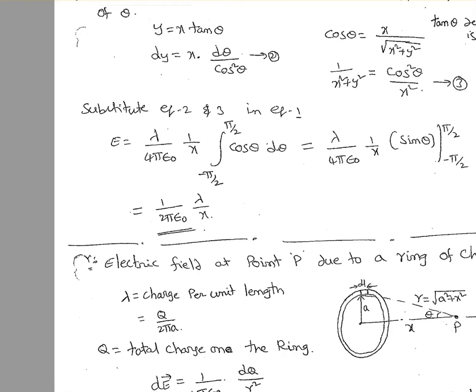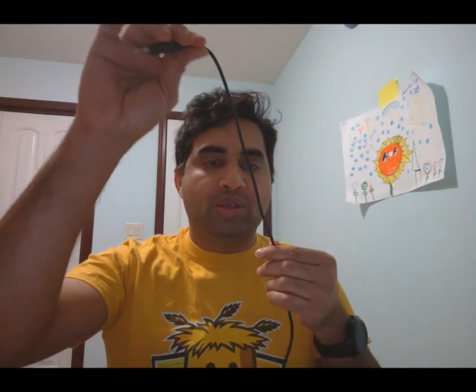compared to x. In this video, I'm going to find the electric field at point P due to a ring of charge. What I'm doing is converting that long conductor into a ring, a loop of wire. I'm taking that long conductor and looping it.